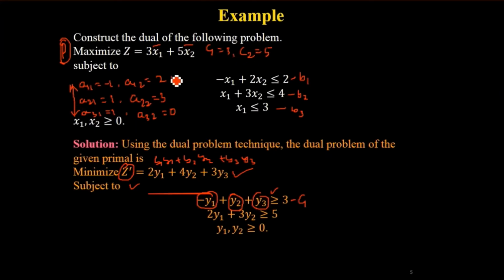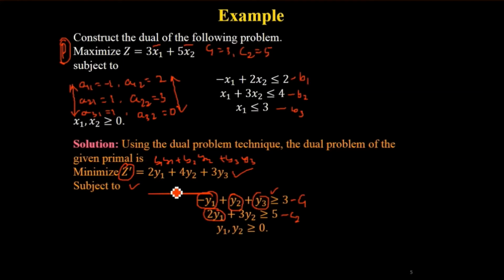Now next one is similarly this we have to see. So like this we have to do. So first is 2, so 2y1, then 3 into y2, so 3y2, so 2y1 plus 3y2 plus 0 into y3, so no need to write, is greater than equal to C2 value, that is 5. So 2y1 plus 3y2 is greater than equal to 5. Okay, fine.